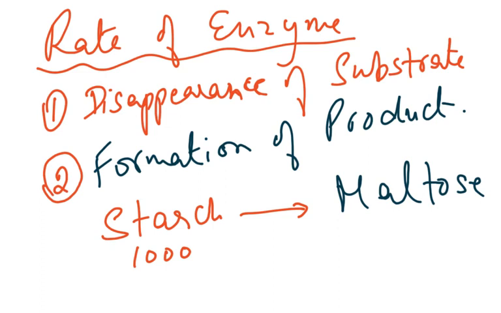Now how do we study the rate of enzyme action? The rate of enzyme action can be studied. Let's look at a very important and very interesting example which we talk a lot about. The first thing that we talk about is starch. Like when you eat bread, the starch is digested to maltose, and we need an enzyme here which is called amylase.